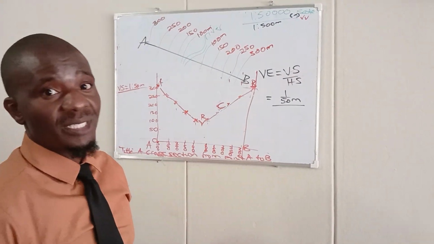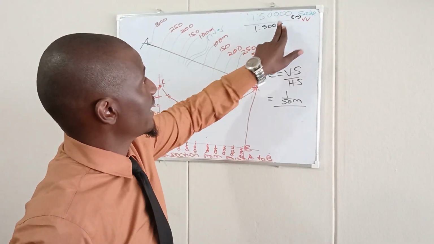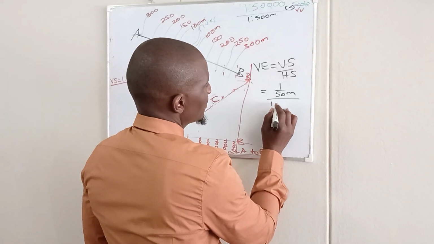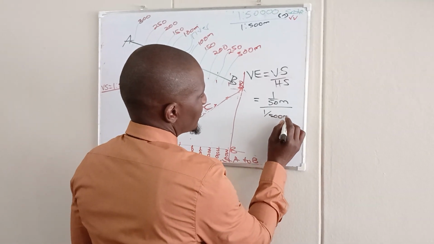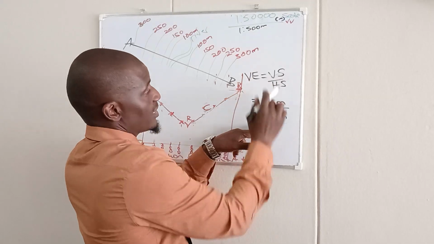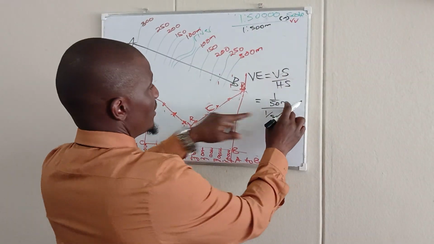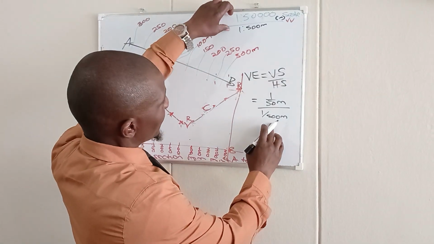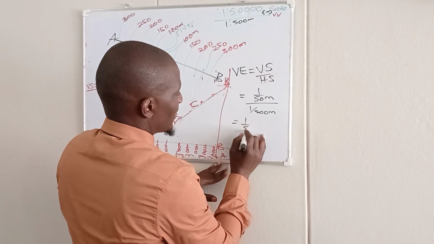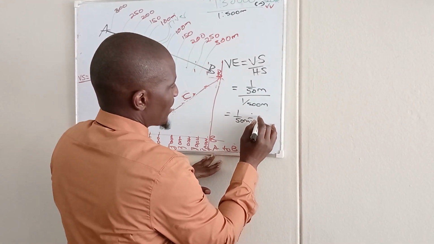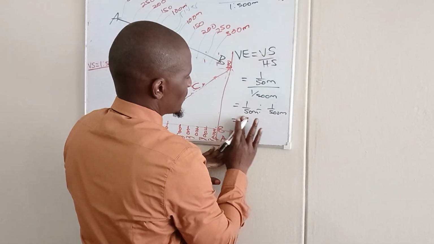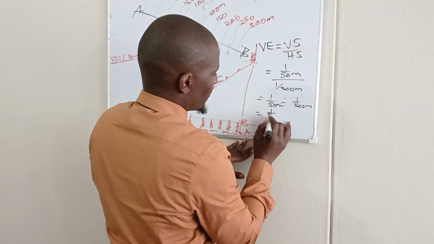How did I get that? How many centimeters are in a meter? It's 100, which means I've just divided by 100, then I get 500 meters. So it will be 1/500 meters, because I have to make sure that the units are the same. This one is in centimeters, while our contour line heights are in meters, so I have to convert my topographical scale into meters as well. So it's going to be 1/50 meters divided by 1/500 meters. So what I'm going to do is invert it.